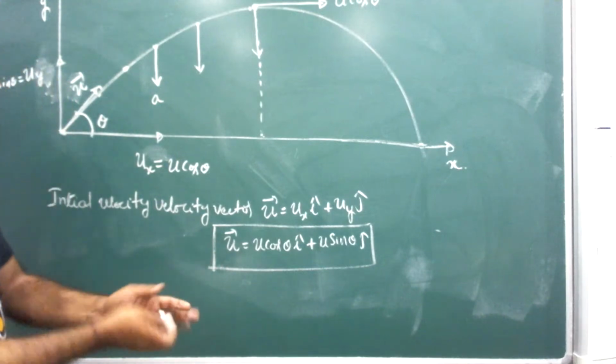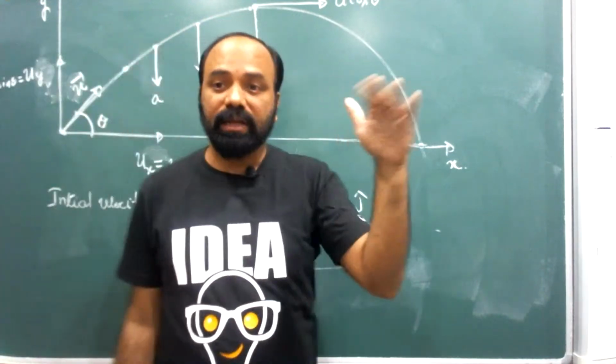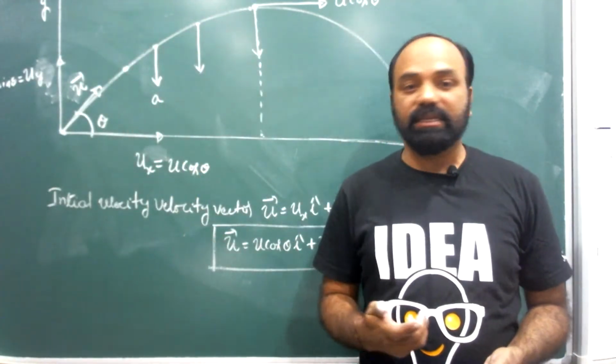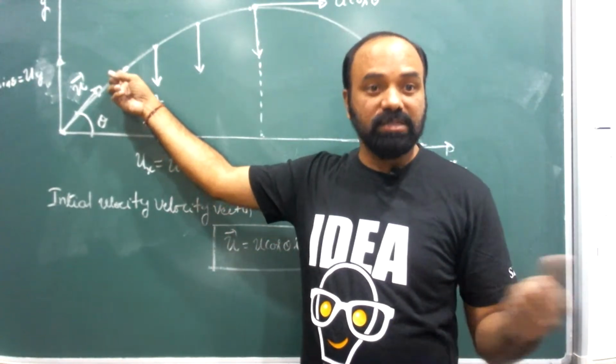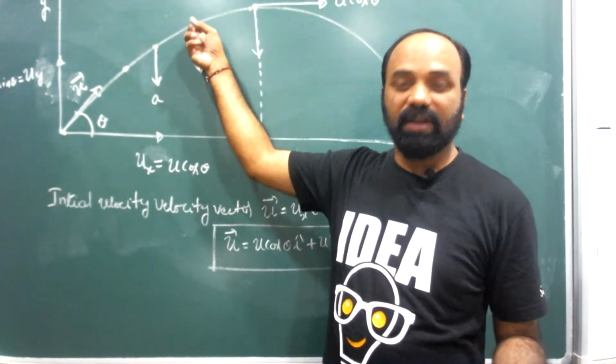Now see, here the body is moving in the upward direction. When the body is moving upward, every second the velocity decreases. The velocity decreases, which means at this particular point it has some different velocity, here some different velocity, and here some different velocity.